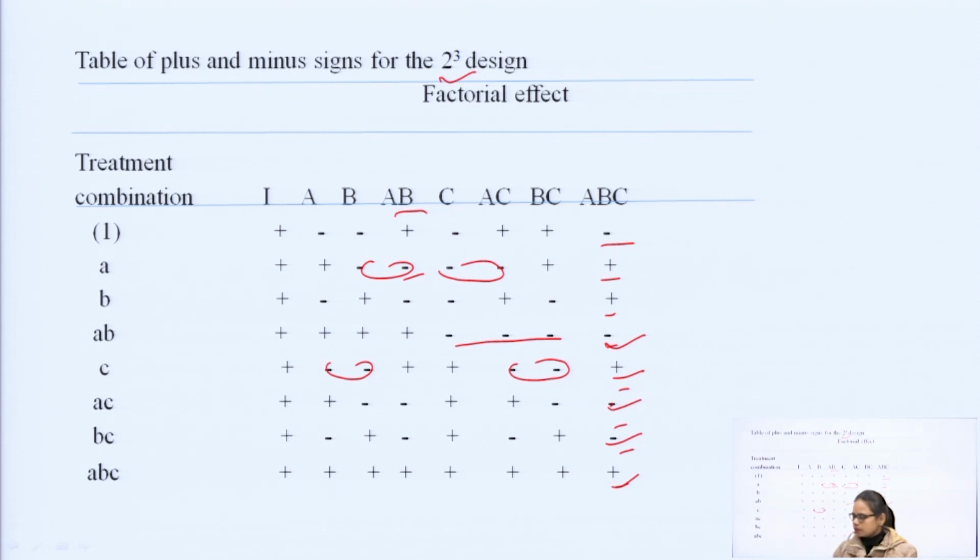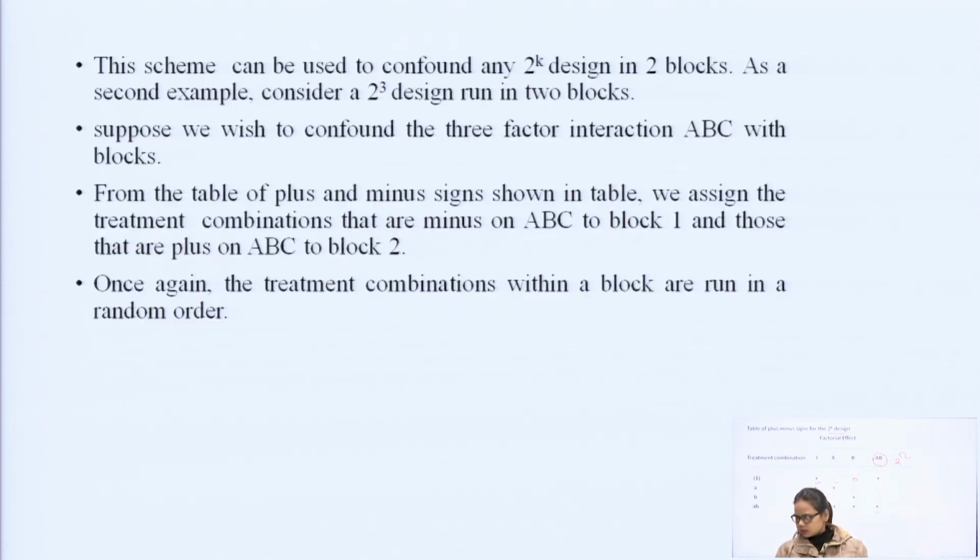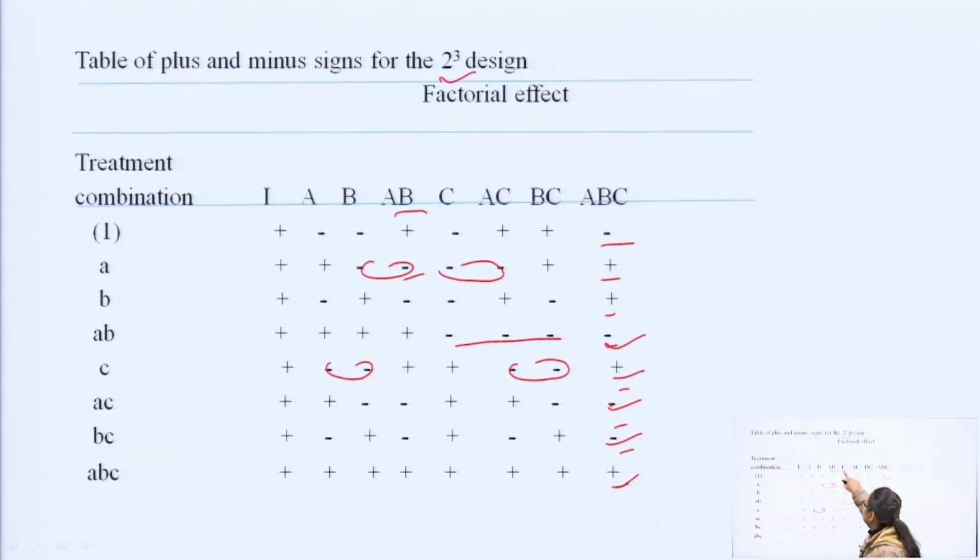Earlier we have seen the 2^k factorial design, 2 raised to power 2, with A, B and AB. The next table is the 2 raised to power 3 design, in which we take the columns A, B, C, AB, AC, BC and ABC. The final result is ABC.